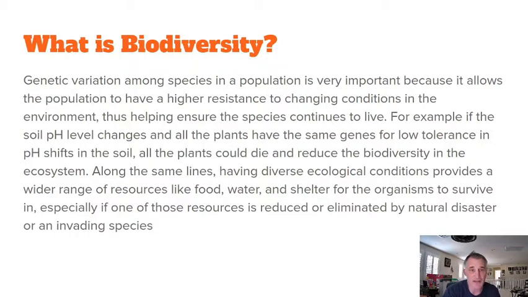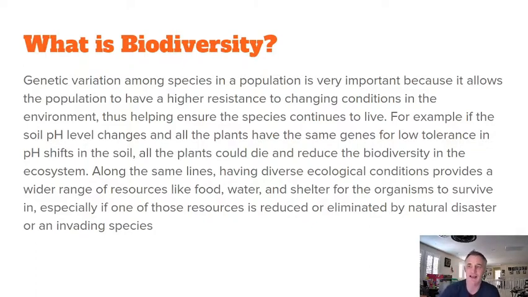Genetic variation is another thing we have to consider. Genetic variation among species in a population is also very important because it allows the population to have a higher resistance to changing conditions. For example, and I'll use a couple examples, one of them's not here, but let's look at disease. If we have only a few organisms that are alive within a certain species and a disease comes through that area that affects them, and their genetic variation isn't too different from one another, they're all very similar, then if one of those organisms is susceptible to that disease, because there's not very much genetic variation, all of them could be susceptible to that disease.